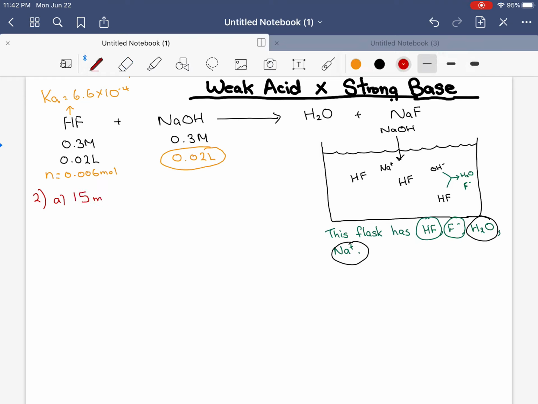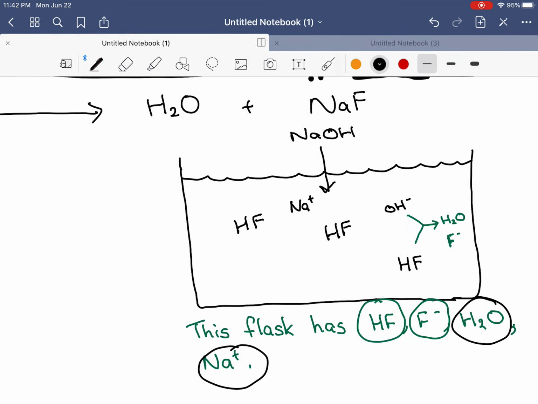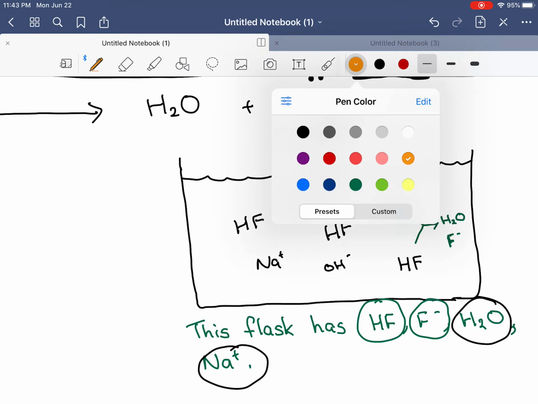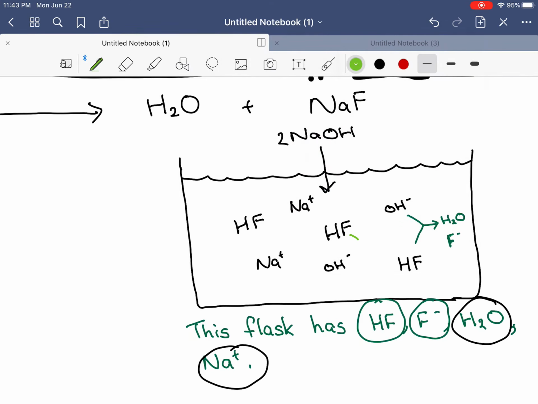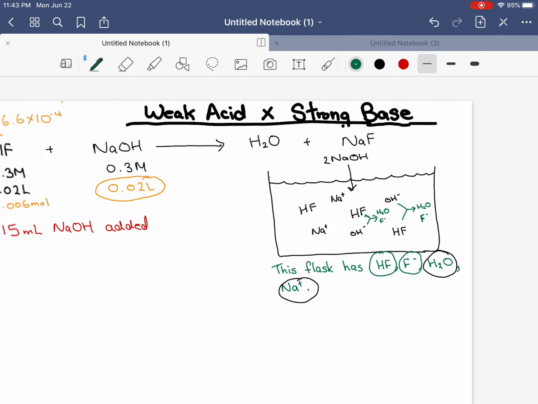Okay, so how about 15 milliliters of NaOH added? Okay, 15 milliliters of NaOH added. So let me go back to this little diagram right here. So let's say I put two of these now. If there's two of these, that means there's going to be another Na. That means there's going to be another OH. So that also means that there's going to be another one of these becoming H2O and F minus. Okay, looks like there's less HF in this beaker now, and that makes perfect sense because we added more NaOH.